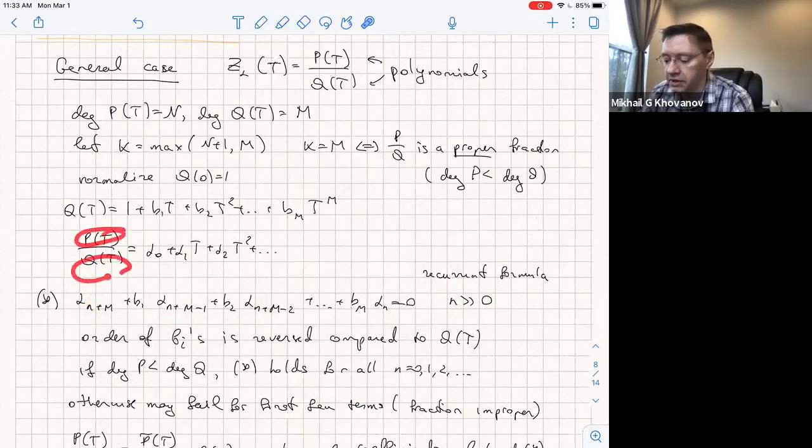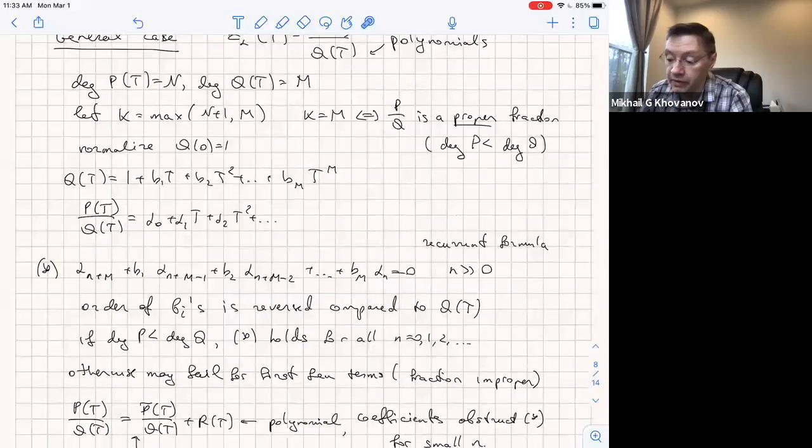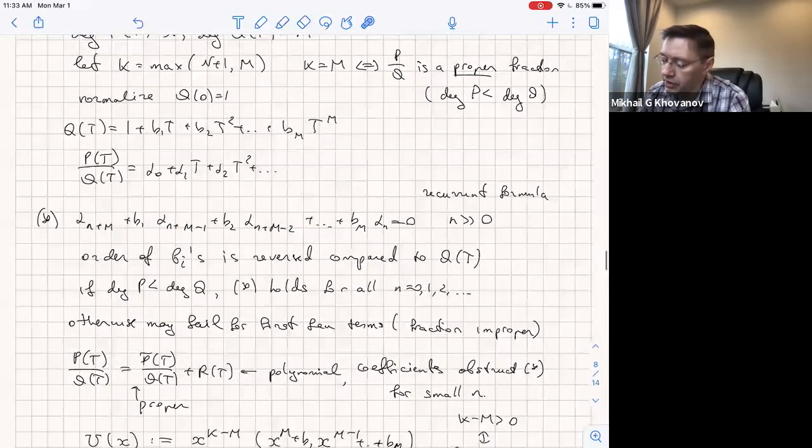So if the degree of P is less than the degree of Q, you actually have it right away. You can take n equal to 0 to get a skein relation. But for degree of P greater than degree of Q, you have to pick a suitable n to have this relation in large degrees. Just one thing to note is that the order of betas is reversed compared to Q of T. In Q of T, in the denominator, these betas increase as the degree increases, but here they increase as the degree decreases. But again, it's immediate from the manipulation of the generating function.